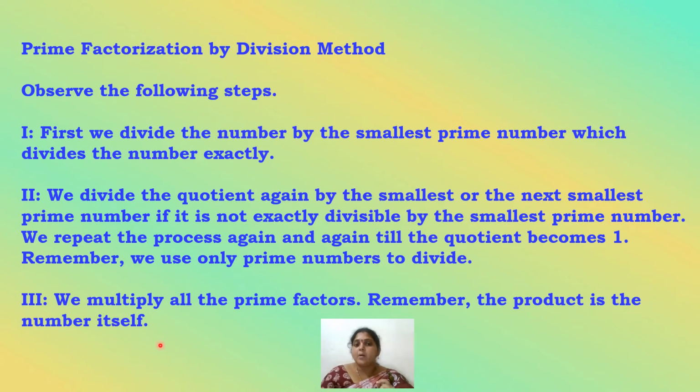We multiply all the prime factors. Remember, the product is the number itself. When we are multiplying all the prime factors, the product should remain the number itself.